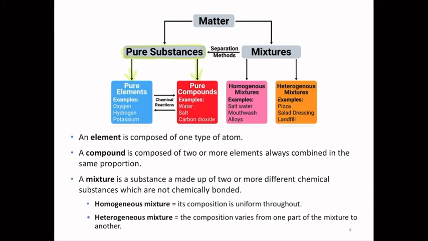An element is defined as a substance that has one type of atom, okay? Now, where do we find them? In the periodic table. Okay, that's where they at. Compounds are defined as substances that are composed of two or more elements, always combined in the same proportion. Now, understand that these elements that are coming together and forming a compound are actually chemically linked.